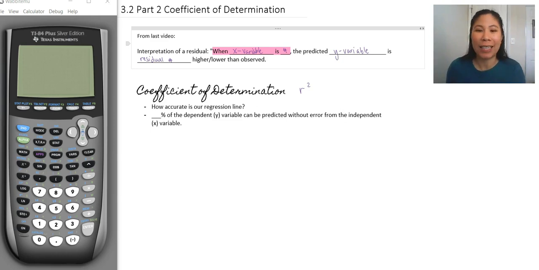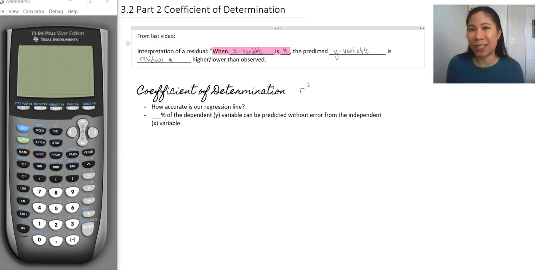Basically, R squared is a number that talks about how accurate our regression line is going to be at making predictions. You know how R, the correlation coefficient, was always a number between -1 and 1? Then R squared, if you square that number, you're always going to get a number between 0 and 1, positive, because when you square something, it always ends up positive. Since it's always between 0 and 1, we kind of talk about it in terms of percents.